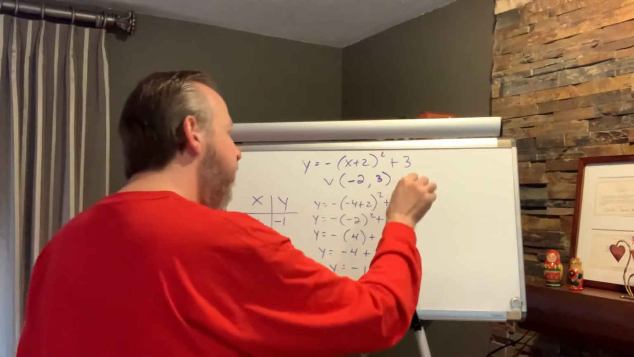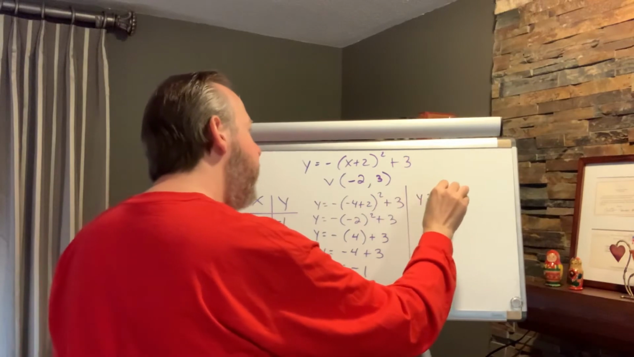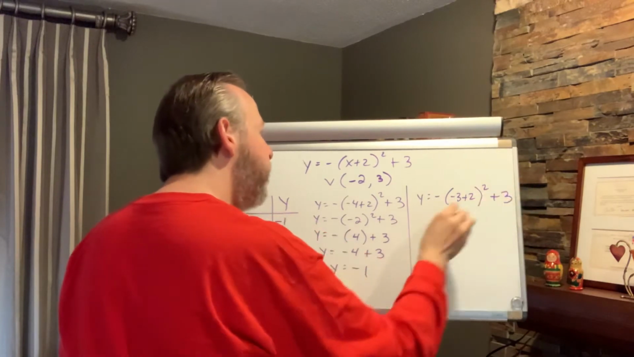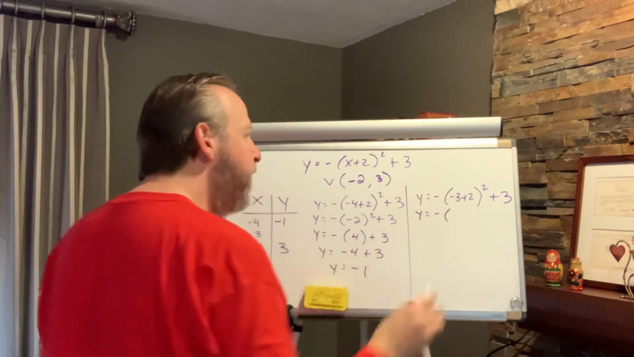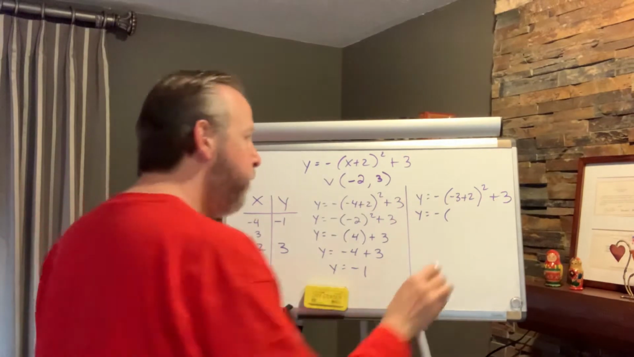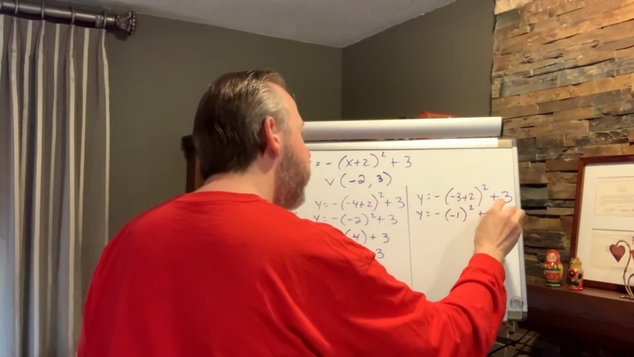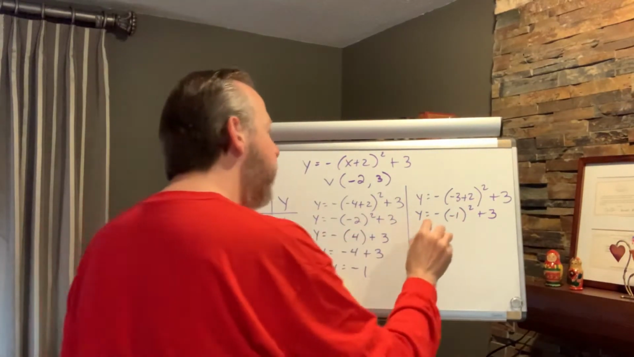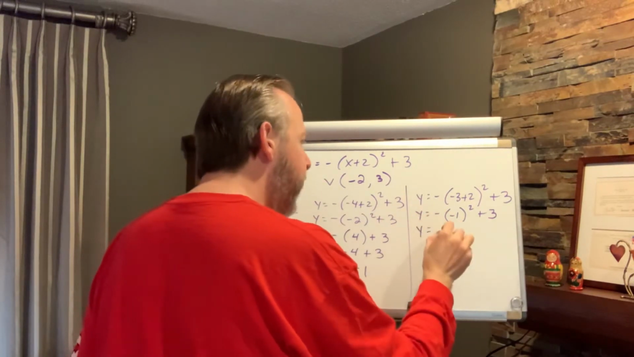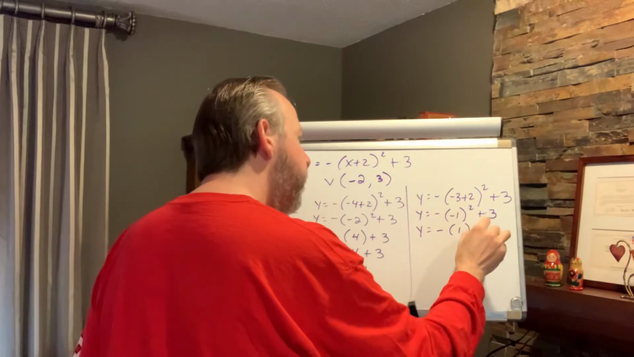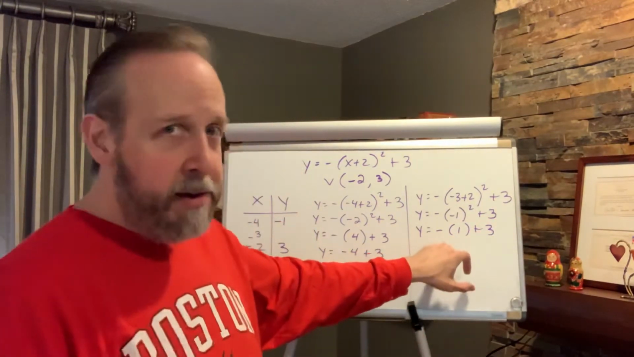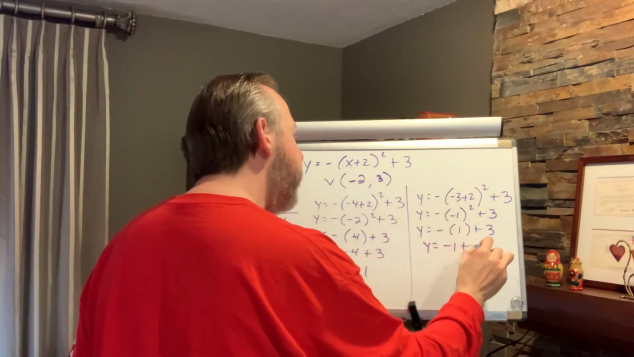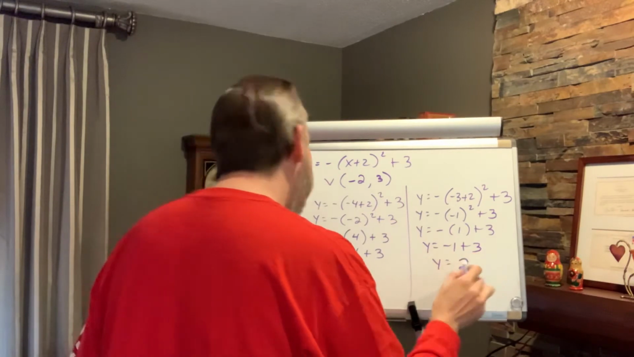I'll plug in a negative 3 as well. I'll do it over here. So y equals negative, parenthesis, negative 3 plus 2 squared plus 3. Again, parentheses are first. Negative 3 plus 2 is negative 1. Squared plus 3. The exponent acts on the negative 1. And negative 1 squared is positive 1. This negative sign stays there, but negative 1 squared is 1. Plus 3. Now it's time for that negative sign to multiply against that positive 1, turning it into negative 1 plus 3. And negative 1 plus 3 is 2.